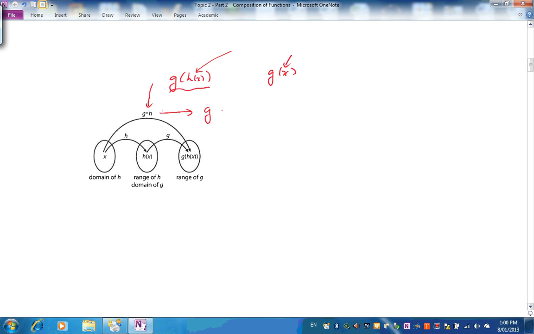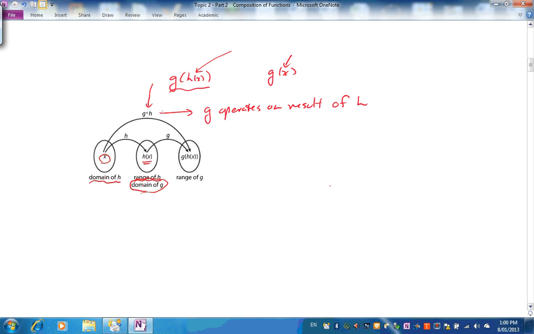It's saying g is going to operate on the result, or the range value, of h. g∘h: g operates on the result of h. Got to do h first. So when you choose to operate h, you've got to choose a value that is in the domain of h. Then you get an answer, which is the range of h, the result coming out of the function h of x. And that's got to be within the domain of g.